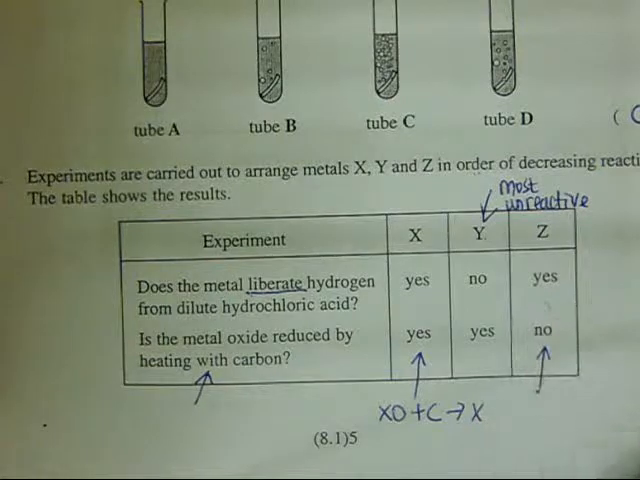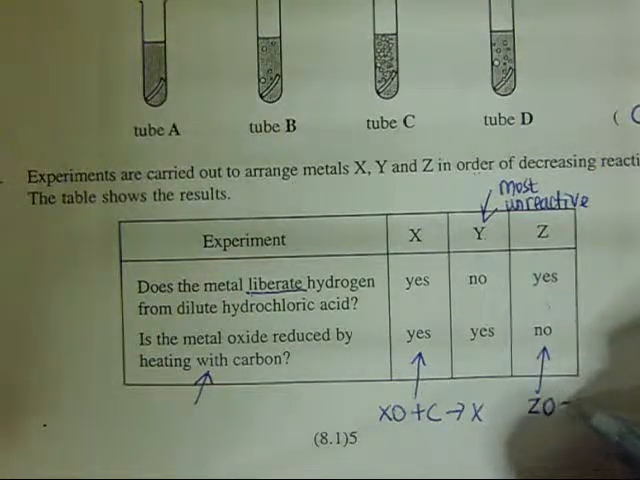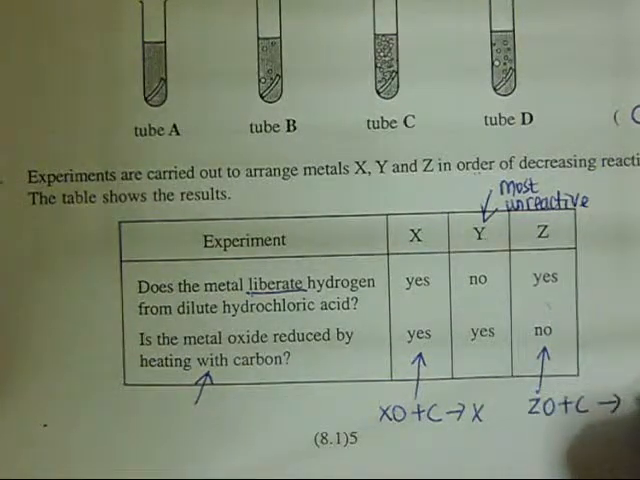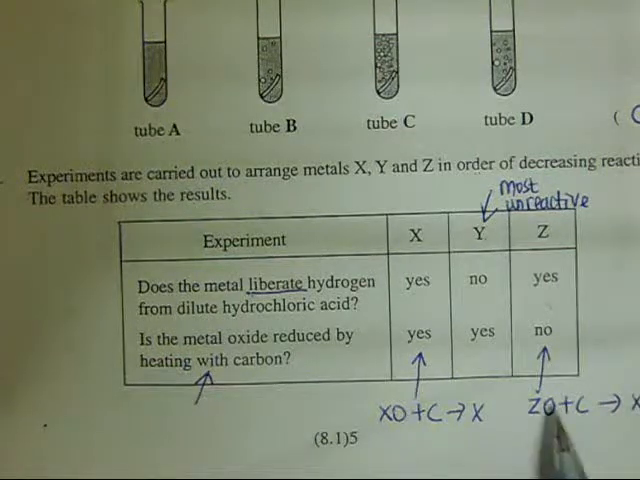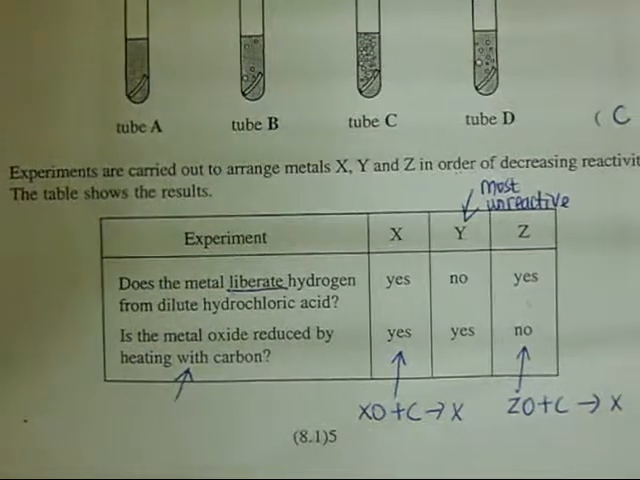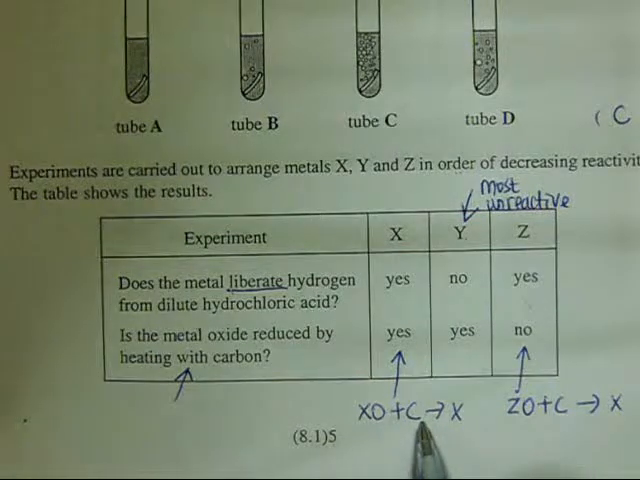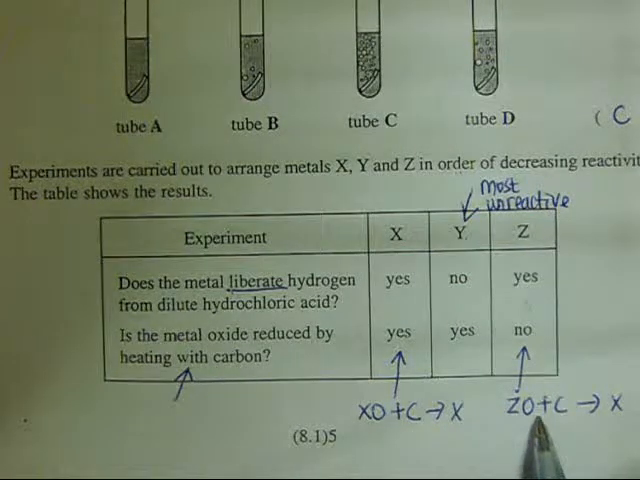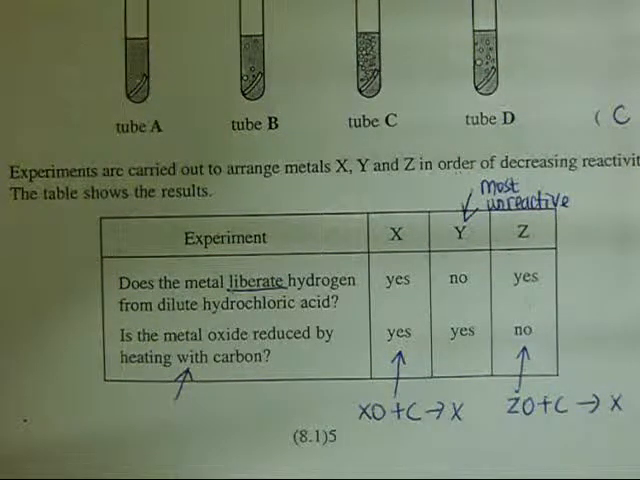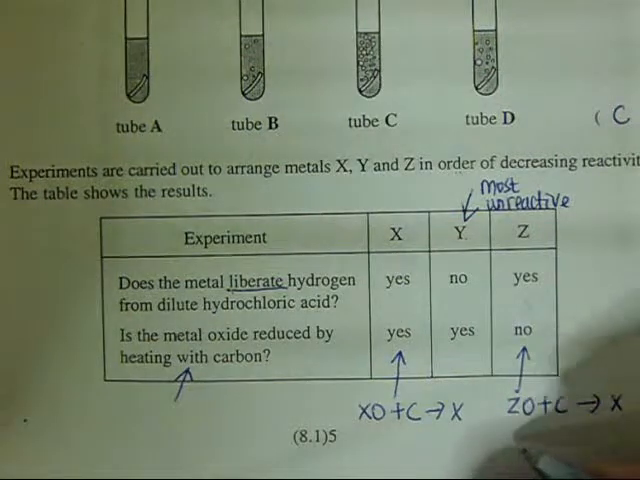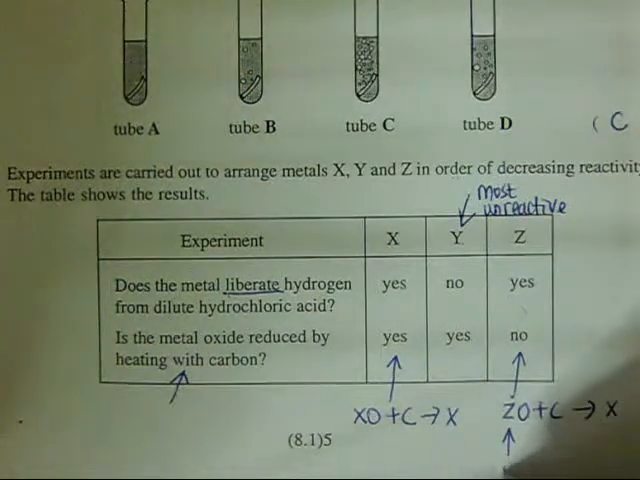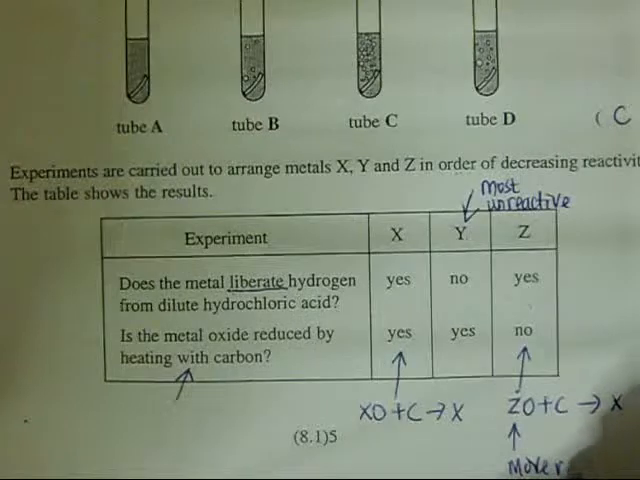This one here says that ZO plus carbon, you don't get anything. ZO cannot be reduced by heating with carbon. Now XO can be reduced by carbon, ZO cannot be reduced by carbon. So which metal, X or Z, is more reactive? Now the answer must be Z. Z is more reactive.